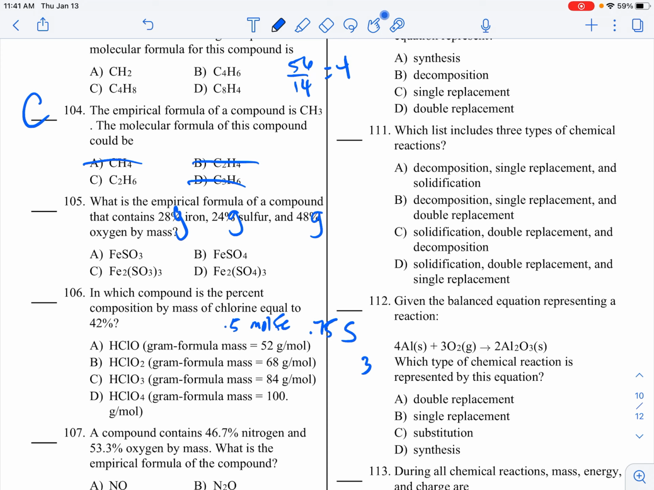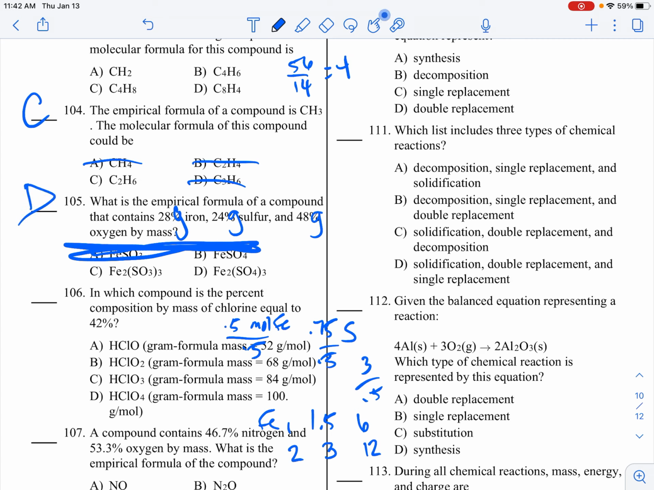So now that we have moles, divide each by the smallest. So 0.5, 0.5, 0.5. So Fe should be a 1. 0.75 divided by 0.5 is going to be 1.5. 3 divided by 0.5 is a 6. So we're going to have to double all those. So Fe is going to be a 2. Sulfur is going to be a 3. And this is going to be a 12. It's going to look a little bit different because we've got some polyatomics going on, but these two, C and D, have Fe2. So which one would have 3 sulfurs? Both of them would have 3 sulfurs, but only part D would have the 12 oxygens.